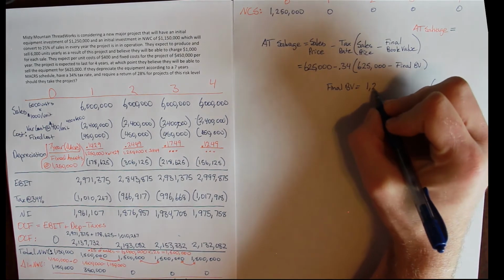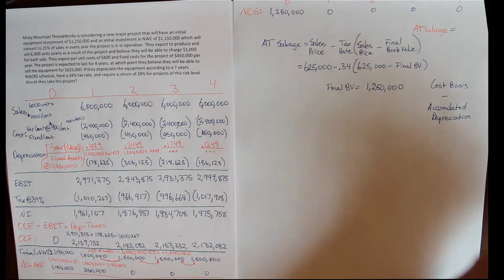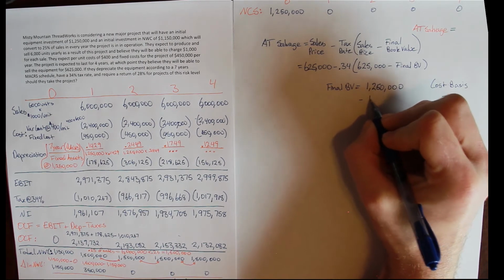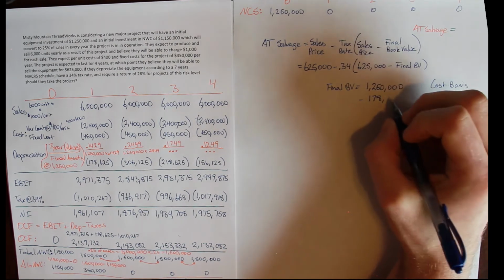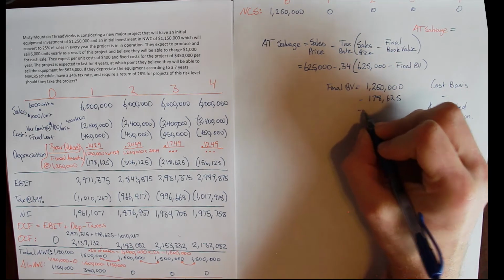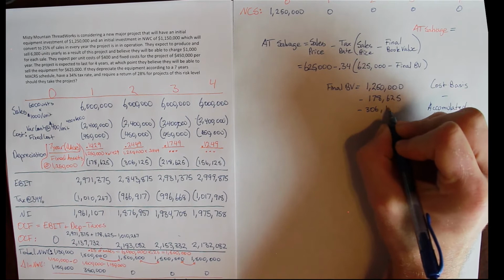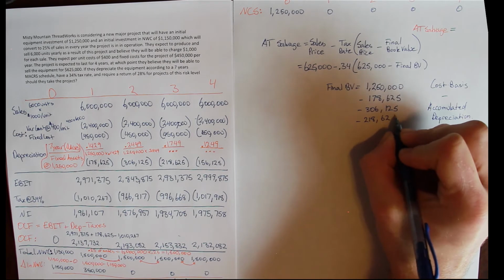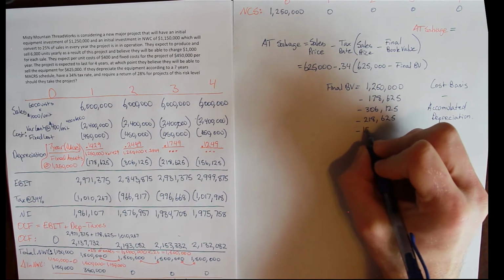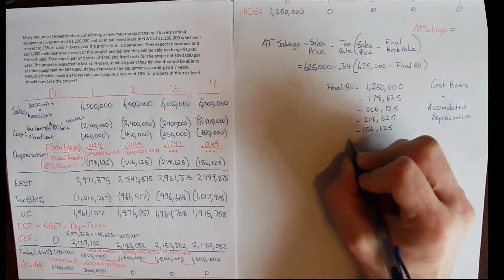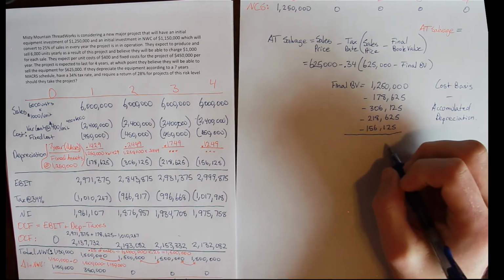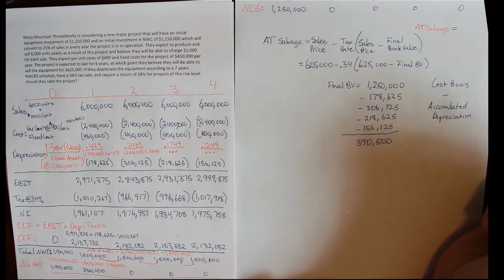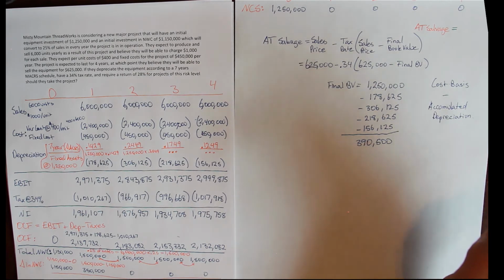So start with our cost basis. That's 1.25 million. What did we spend on the asset? Subtract the depreciation in every year. So in year one, it was $178,625. In year two, $306,125. In year three, $218,625. In year four, $156,125. That's all my years of depreciation. I subtract all that. I get a final book value of $390,500. So that's my final book value.